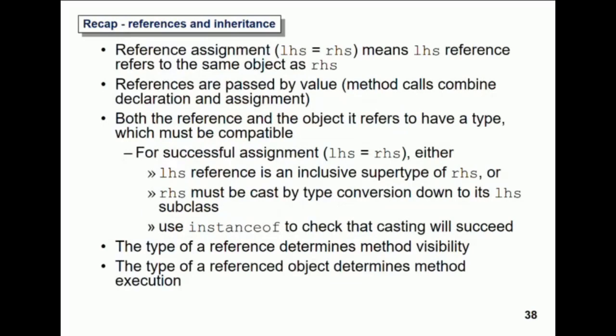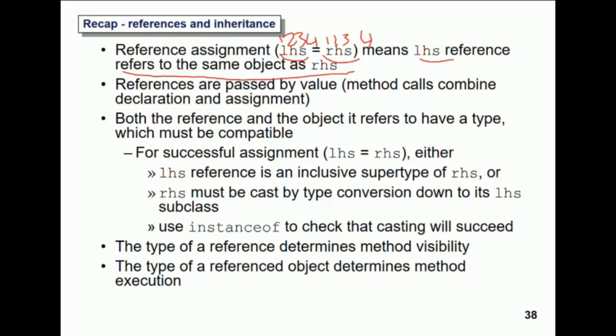So this is a recap of references within inheritance. We've done some examples on this already. Reference assignment: when you do something like this, left-hand side is equal to right-hand side, it means that the left-hand side reference refers to the same object as the right-hand side. Essentially, this is pointing to a certain address, 1, 2, 3, 4, and now this also points to 1, 2, 3, 4. So they're both now pointing to the same object.